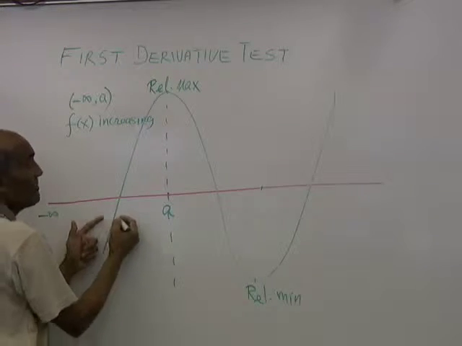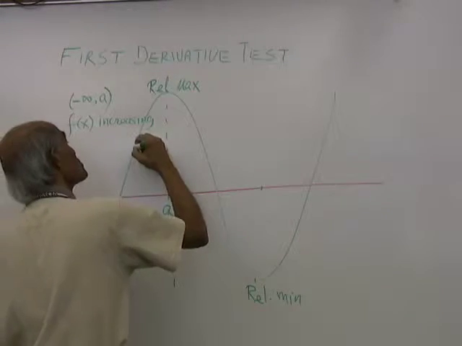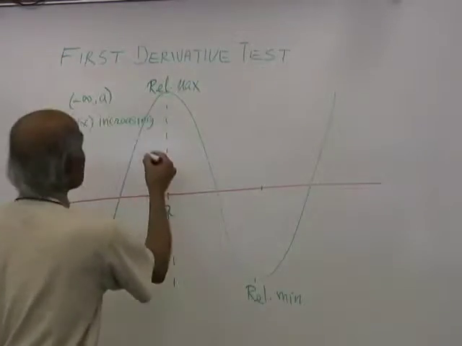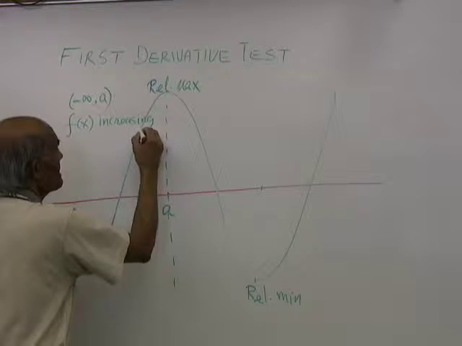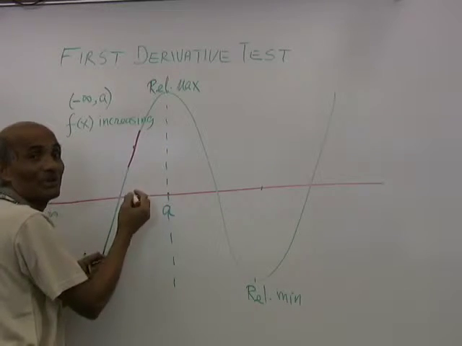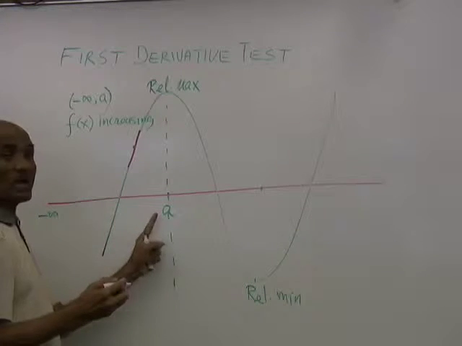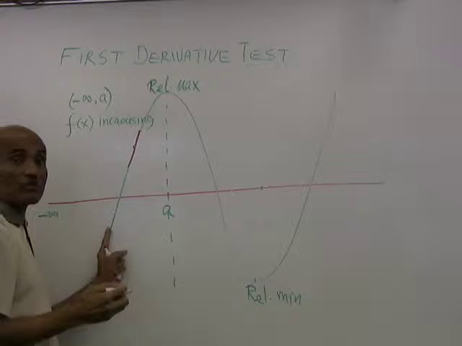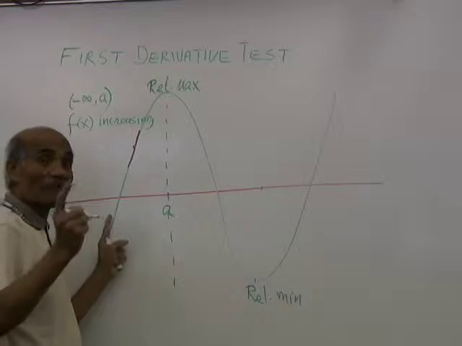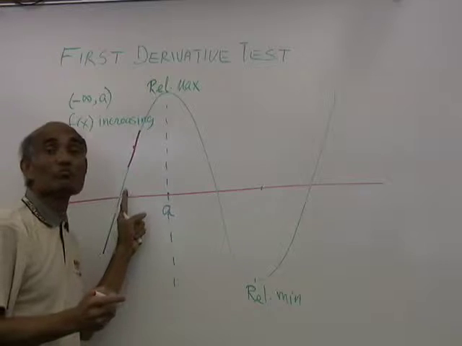What can you say about the derivative of the function? The derivative is the slope of the tangent line at a given point. If you draw the slope of the tangent line anywhere on this graph, that gives you a positive slope. So on negative infinity to a, anywhere you draw a tangent to the graph, it will have a positive slope, telling you that the derivative is positive.